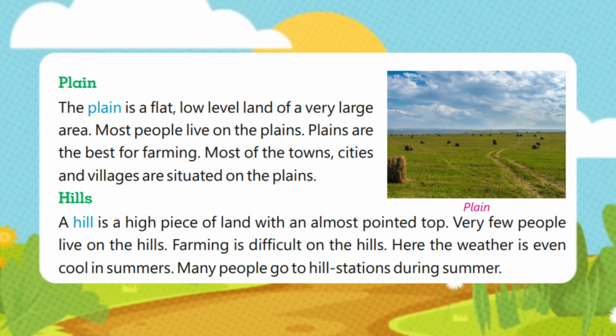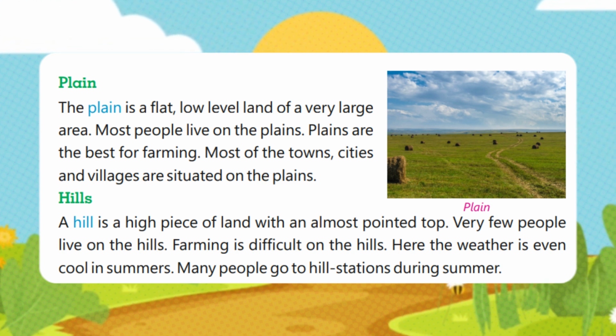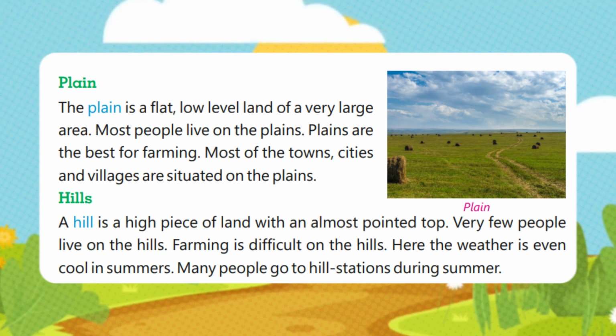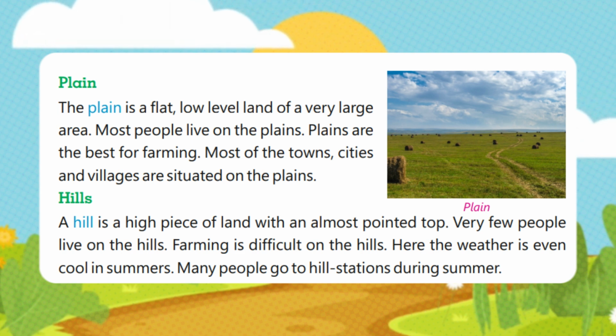Plain. The plain is a flat, low-level land of a very large area. Most people live on the plains. Plains are the best for farming. Most of the towns, cities and villages are situated on the plains.